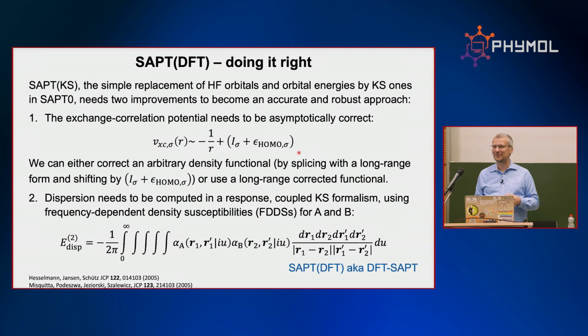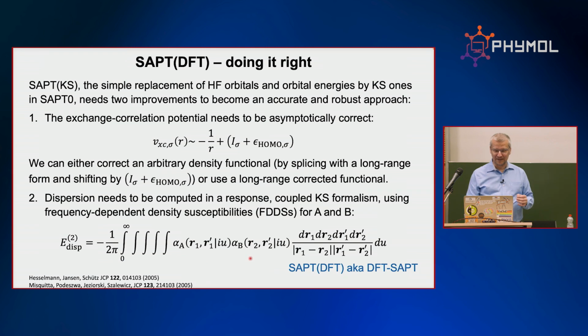So the dispersion from SAPT-0 would correspond to the uncoupled polarizabilities at long range, or would overlap the response function called FDDS, or frequency-dependent density susceptibilities for molecule A and molecule B. They have two positions and a frequency, and we integrate over the imaginary frequency. And this formula, called the generalized Casimir-Polder formula, gives you in principle potentially the exact dispersion energy if you plug in the proper FDDSs.